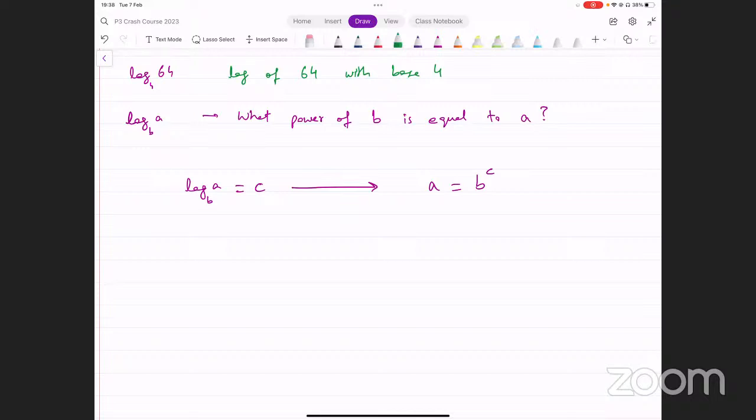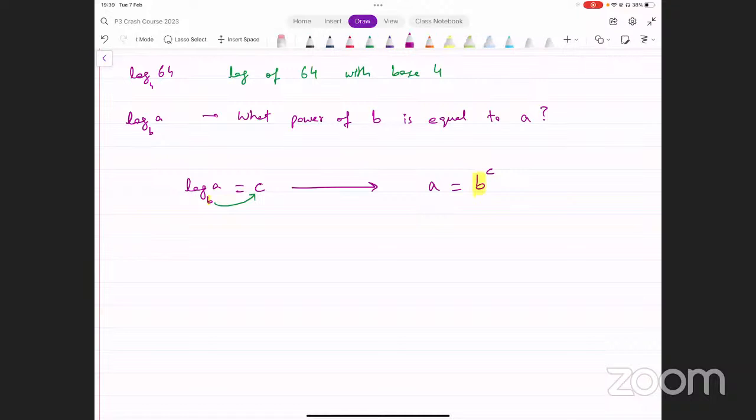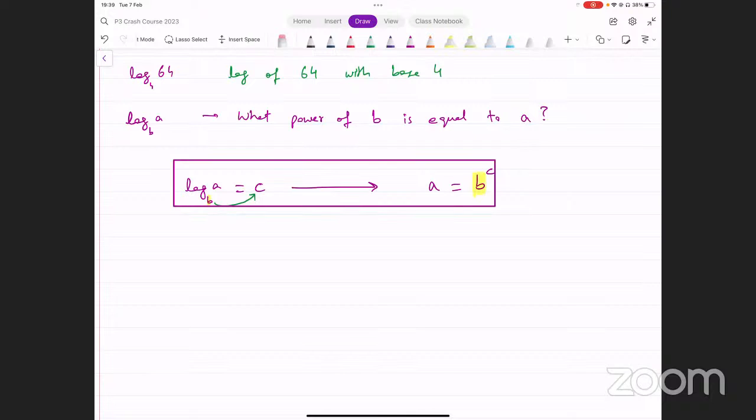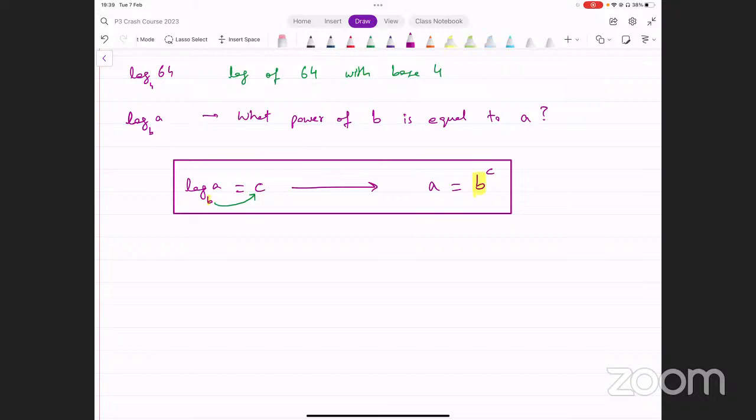So this is how you're actually going to do it. Whatever is the base of the log here, you're going to take that to the other side and make it the base of this number c. So it's a equals b raised to power c. Okay. So this was the base of log. It goes to the other side and becomes the base of c. This is the first thing that you need to know about logs. This is how the log thing is defined. How you convert from the log form to the index form.